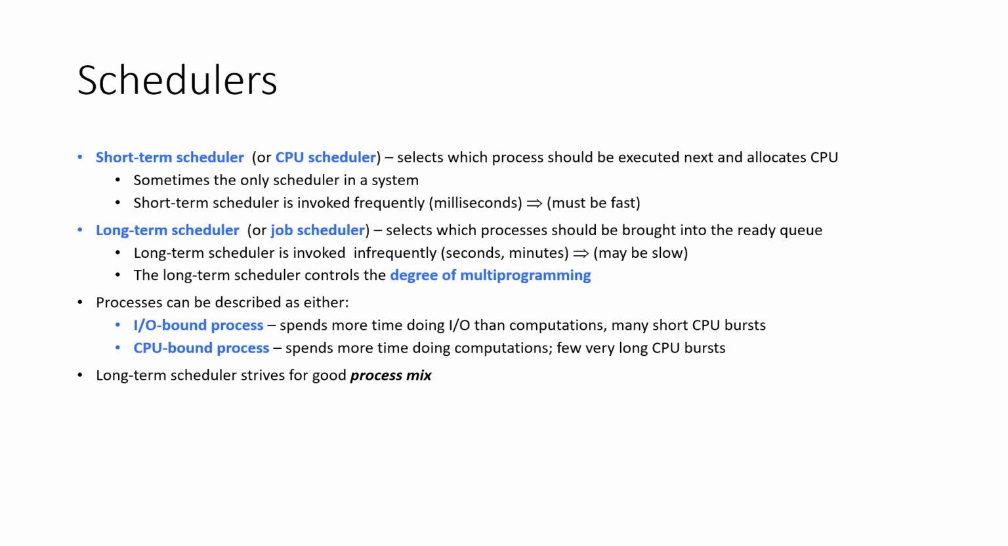A CPU bound process spends more time doing computations. For example, a C program which has a lot of calculations and fewer inputs, we call it a CPU bound process because it takes more time of the CPU. The time slice that a process takes of the CPU is called a CPU burst. So long-term scheduler strives for a good process mix. That means the processes should be a balance of IO bound processes and CPU bound processes. That is the main job of a long-term scheduler.